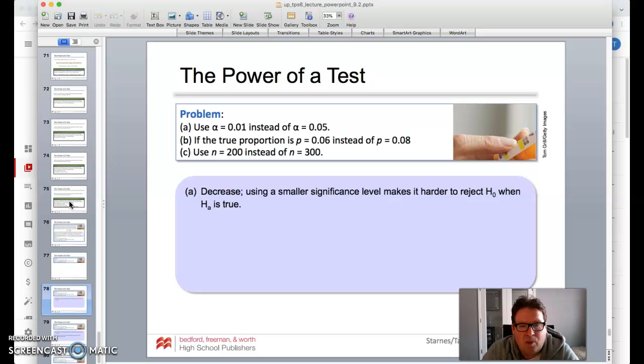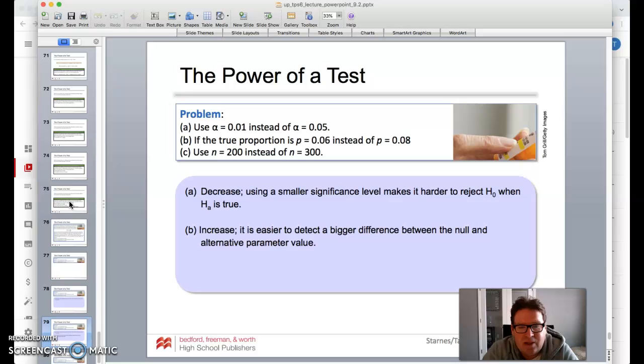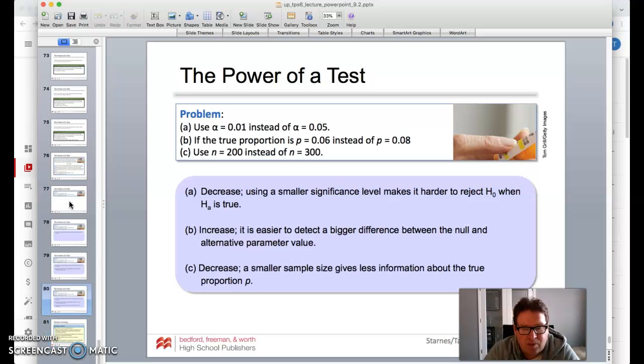All right, what if the true proportion is 0.06 instead of 0.08? Well, that's an increase. It's easier to detect a bigger difference between the null and alternative parameter value. All right, and then, of course, what would happen if we chose a smaller sample size, 200 instead of 300? Well, that would decrease the power. As we talked about, a smaller sample size gives less information about that true proportion. All right, so there we go.